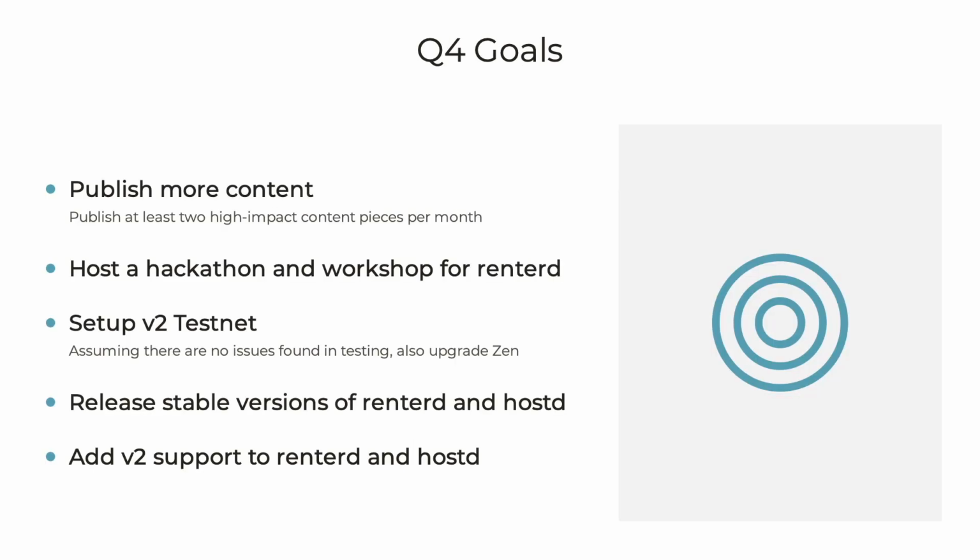Moving on to our goals for Q4. Our primary goal for Q4 is to start working on our growth and content agenda, and that starts with consistently publishing engaging content. Secondly, we'd also like to host a hackathon and workshop series for Renter-D. This might target S3, this might target something else, we're not really sure yet, but if the community has any ideas on that, we'd love to hear them. On the development side, we want to release stable versions of both Hostd and Renter-D and launch the V2 testnet.